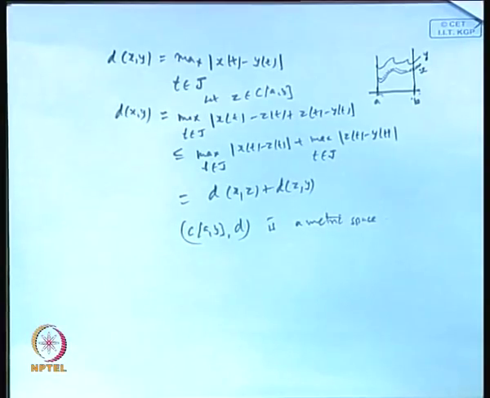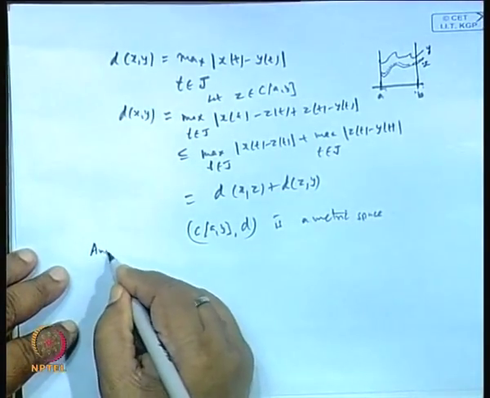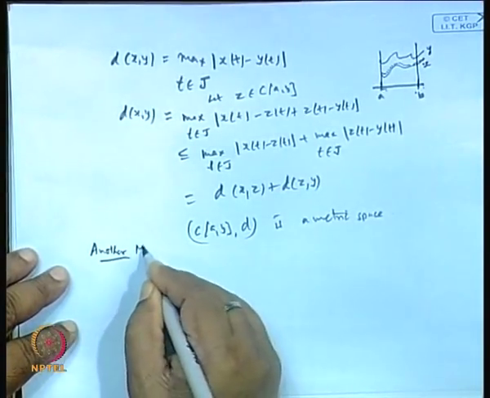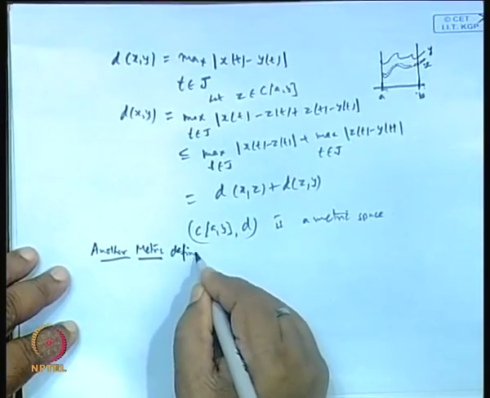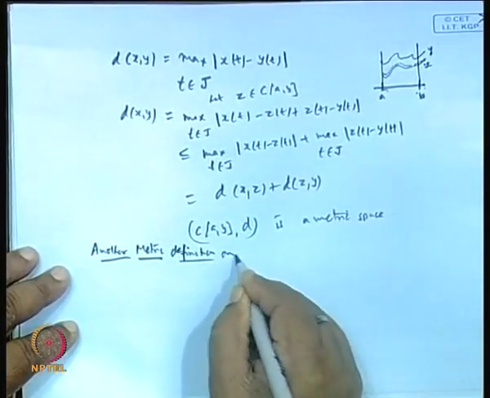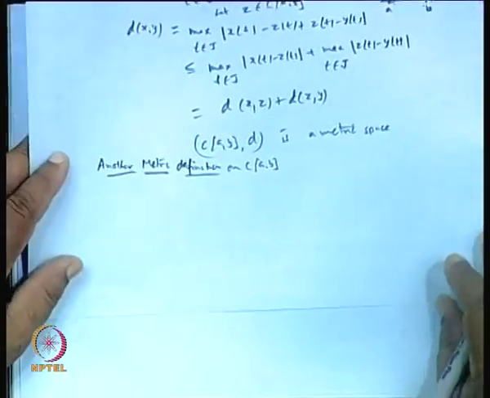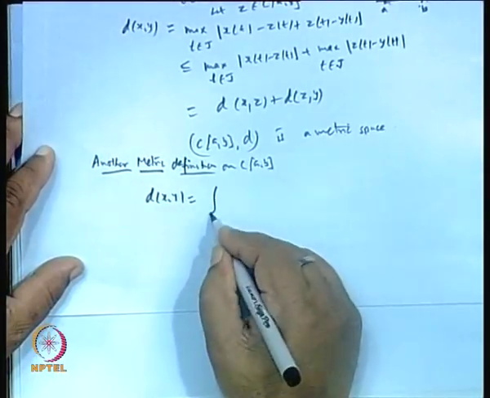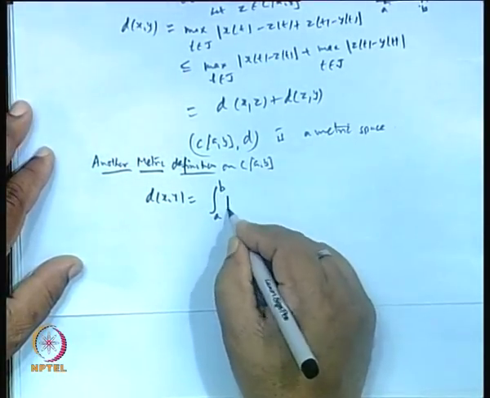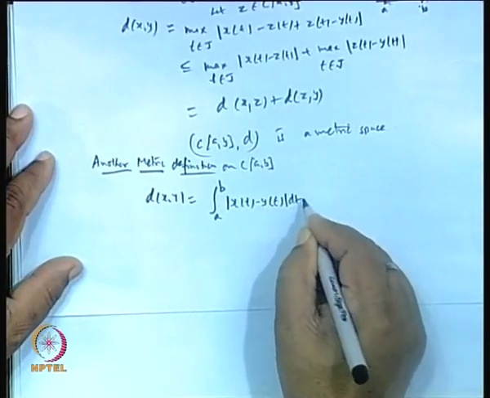Okay. Now, there is another way of defining the metric space on C[a,b]. So, another metric definition on C[a,b]. Suppose we define the function d(x,y) as the integral from a to b of |x(t) - y(t)| dt.